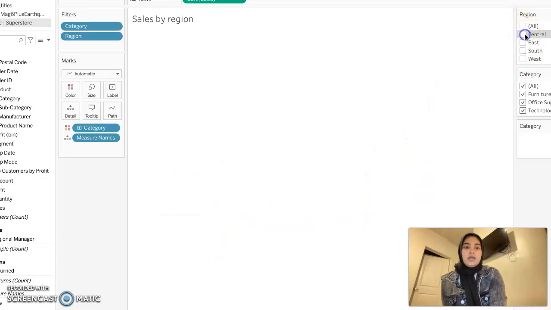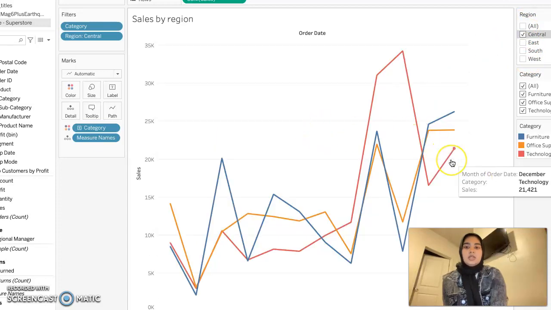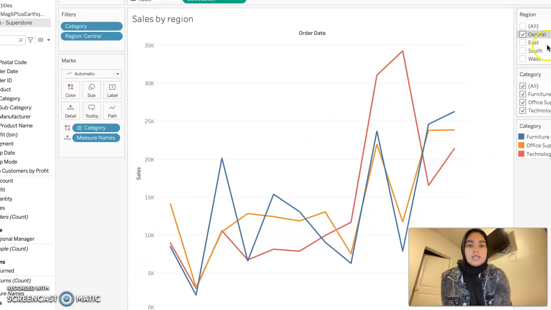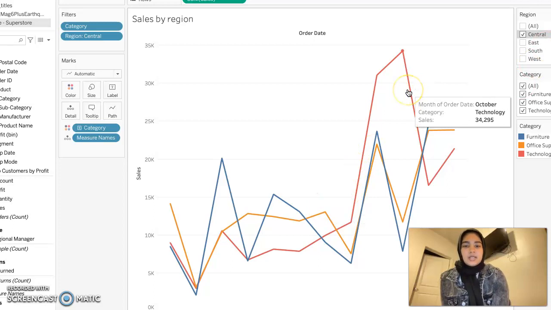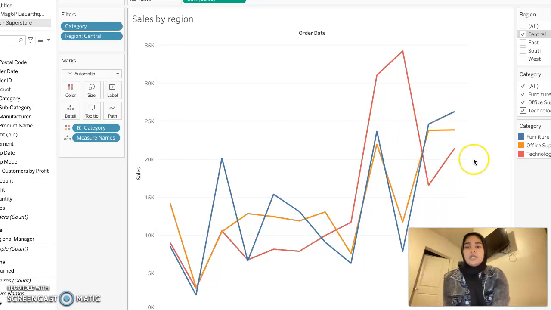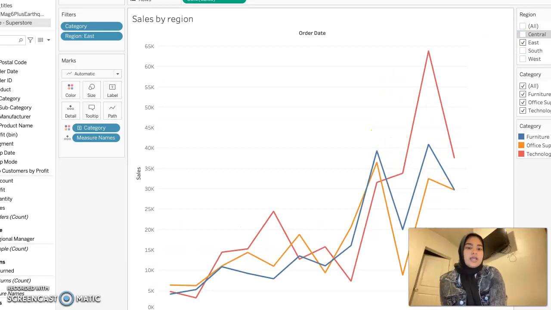We can look at the sum of sales in the central region. We can see that technology had a high peak in the months of September, October, November. This could be due to several different factors. We don't know. And then in the east, it was a little bit similar towards October, November, December.